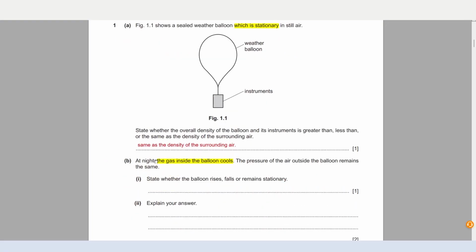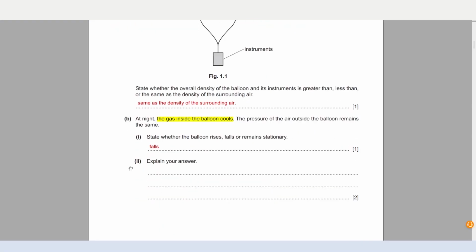Part B says at night the gas inside the balloon cools down. The pressure of the air outside the balloon remains the same. Part 1 says state whether the balloon rises, falls, or remains stationary. As I told you, if the density of the balloon increases, the balloon is going to go down. So we can write down here it falls.